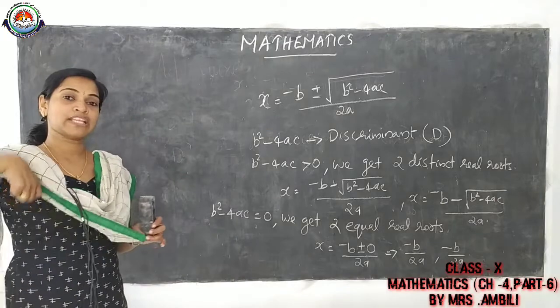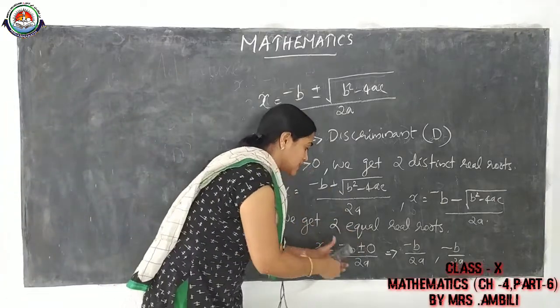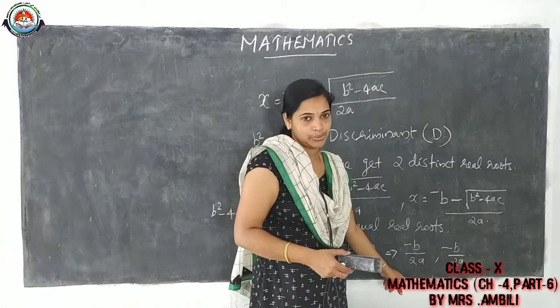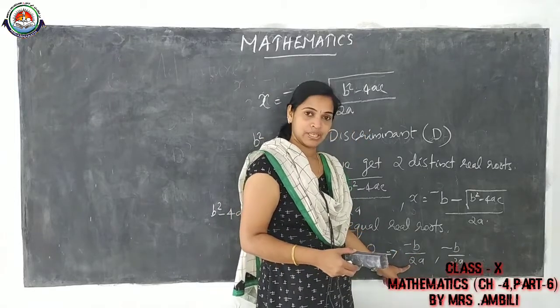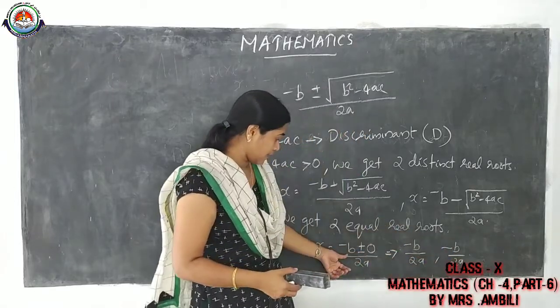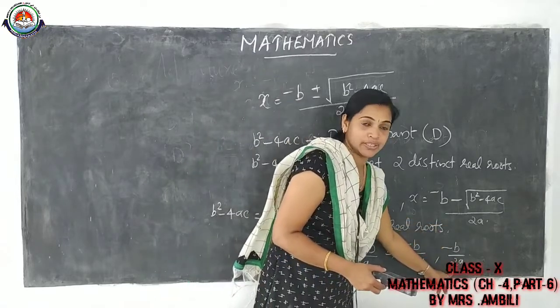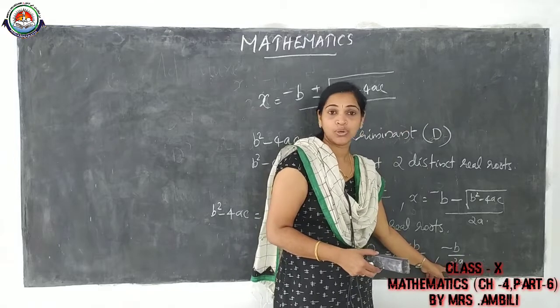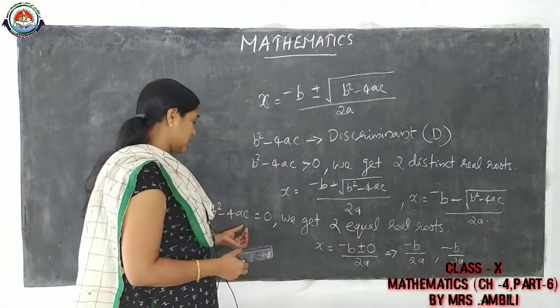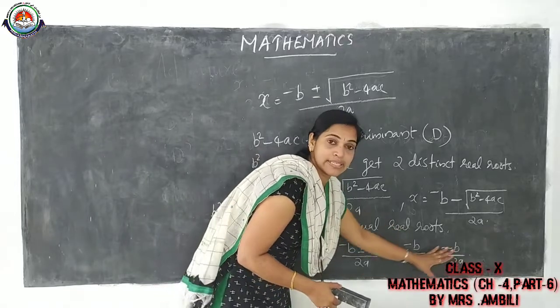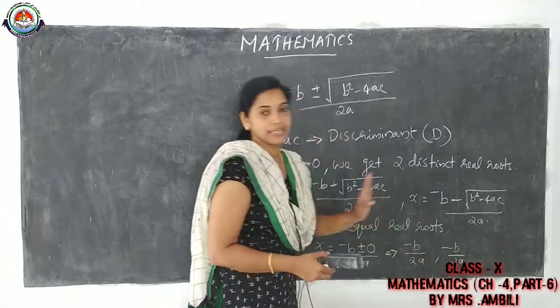That is, minus b by 2a plus 0 by 2a is minus b by 2a, and minus b by 2a minus 0 by 2a is also minus b by 2a. So when b square minus 4ac equals 0, we get two equal roots, minus b by 2a and minus b by 2a.